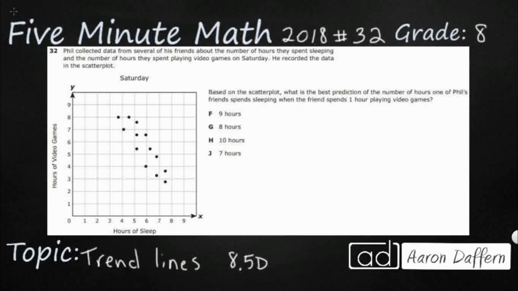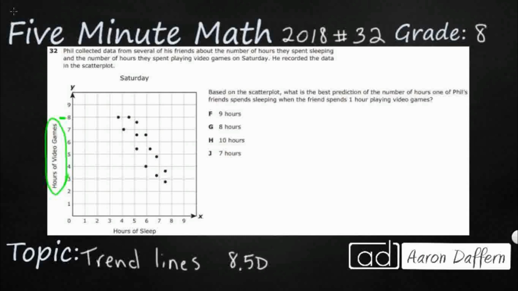So Phil collects data from several of his friends about the number of hours they spent sleeping and the number of hours they spent playing video games on Saturday. So we've got many different dots here. And so take a look. Our y-axis here is the hours of video games. So the more hours of video games they play, it looks like the most is 8.